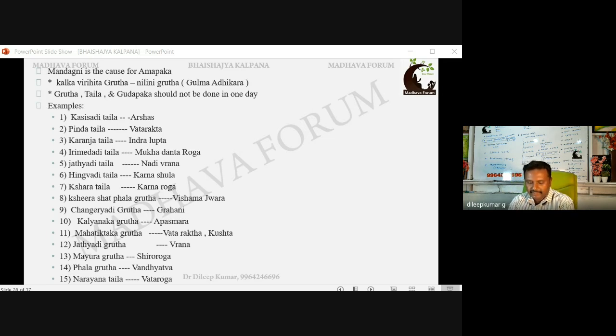Next formulation is Laghu Sutashekara. So Narikela Lavana, you should keep in your mind. This medicine can be used in case of Udara, especially in case of polycystitis. Along with that, Anupana is most important. And why I am stressing about Anupana is this only brings the medicine towards our target.